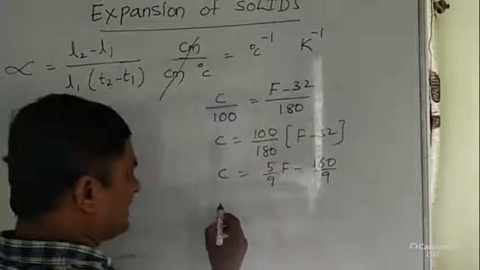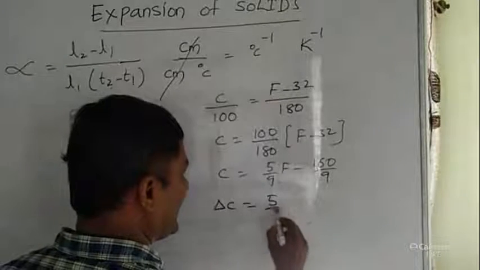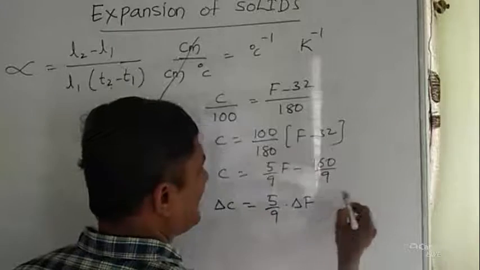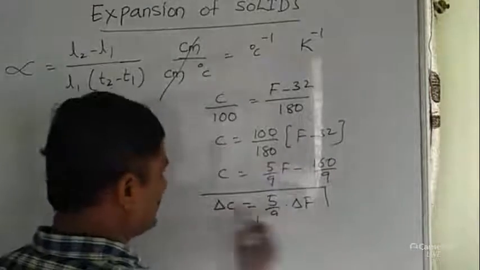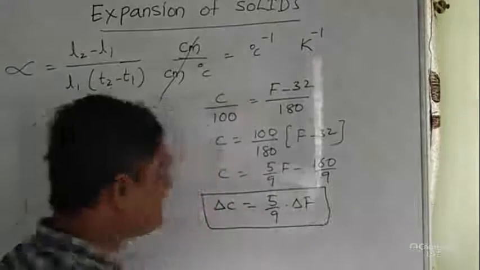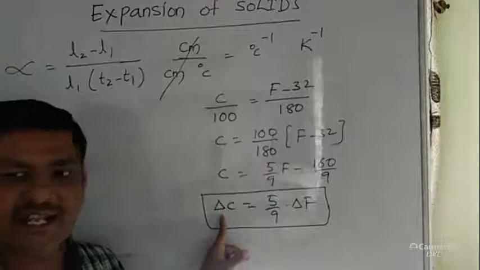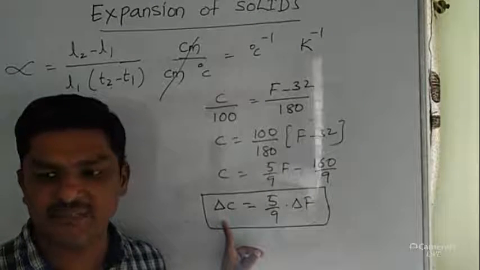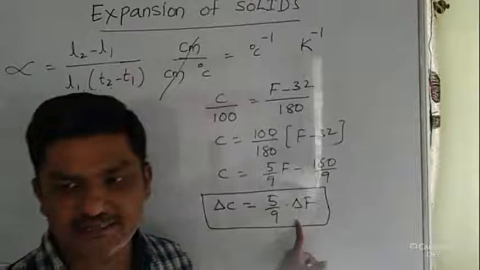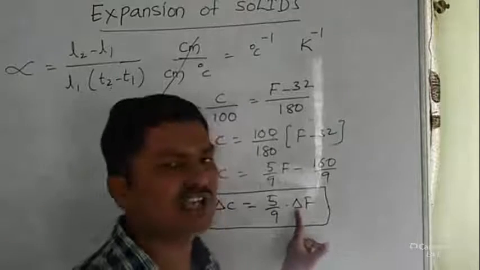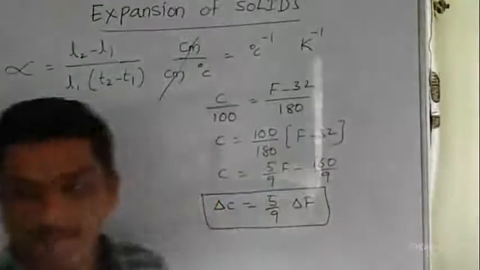Okay, already you know that differentiation. So delta C equal to 5 by 9 into delta F minus differentiation of constant is 0. So this is the relation between change in temperature in degree centigrade. Delta C is change in temperature in degree centigrade and delta F is change in temperature in Fahrenheit scale when temperatures are measured in Fahrenheit scale of temperature.